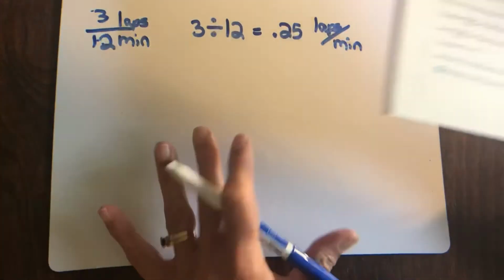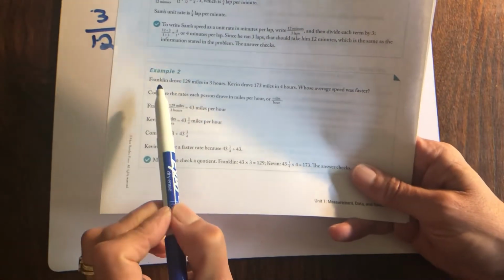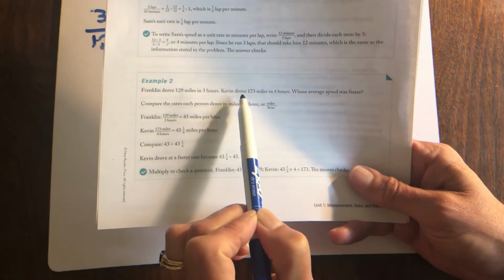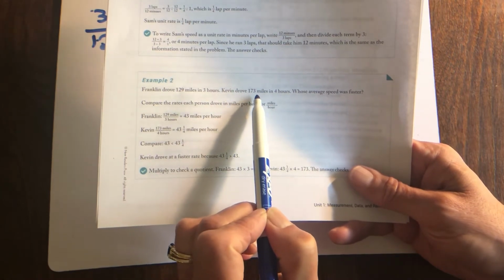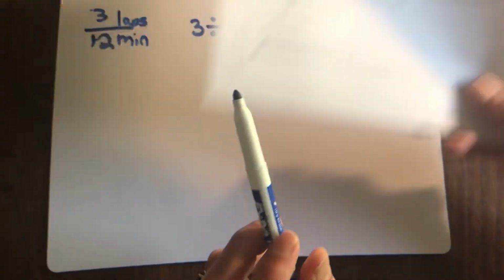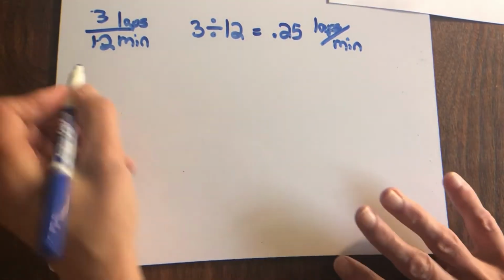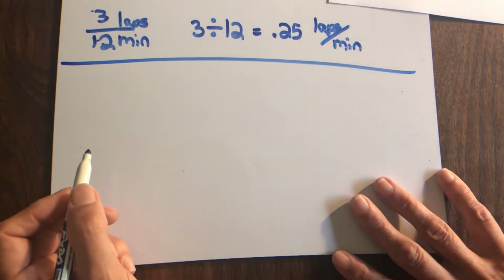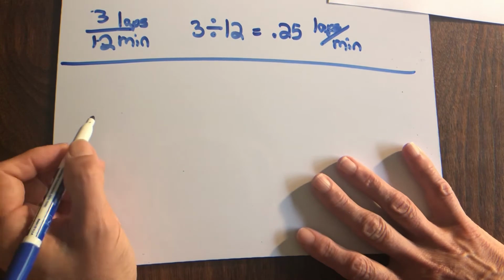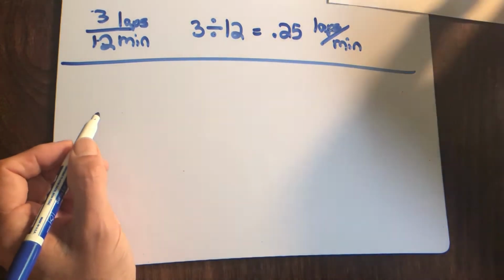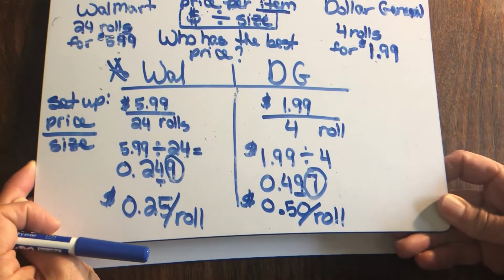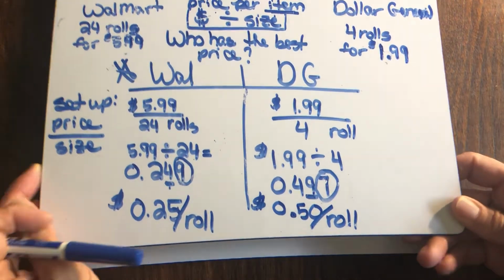Another example problem here. Franklin drove 129 miles in 3 hours. Kevin drove 173 miles in 4 hours. Whose average speed was faster? That's very common in these standardized test questions, whether it's the TABE or the HiSET or the GED or even the TASC. So you've got to compare these two unit rates. Remember when we talked about comparing price? This is the same thing as comparing price.